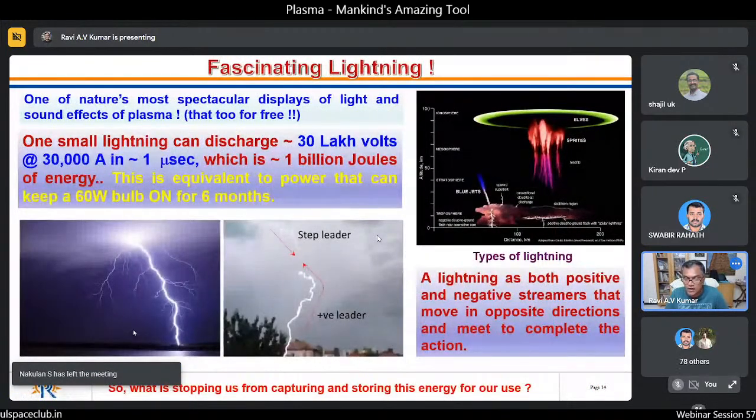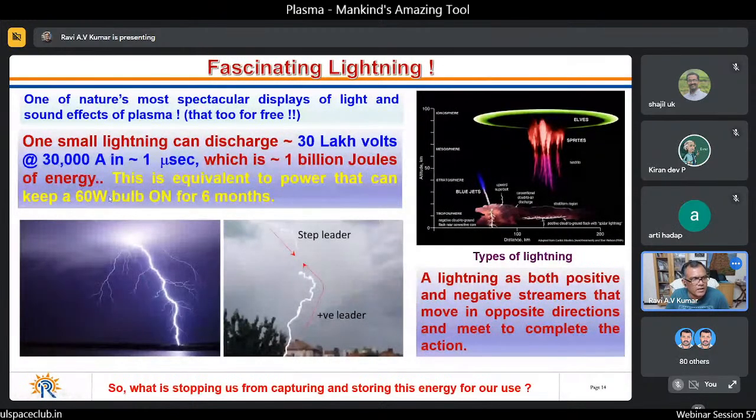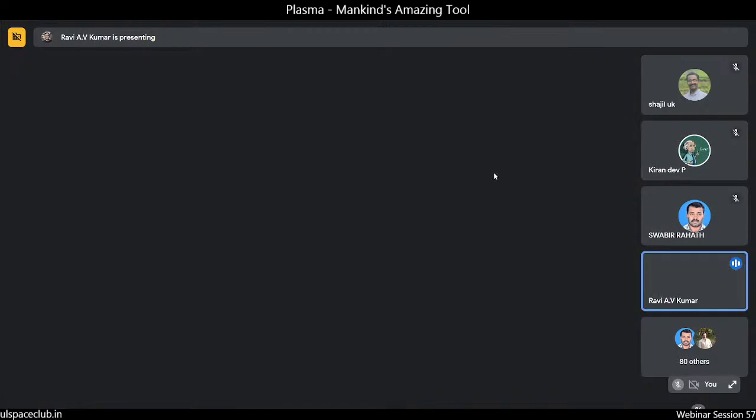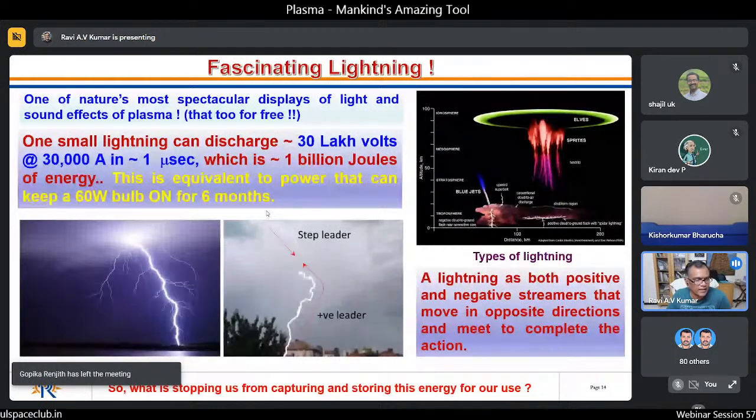Lightning is another classic example of plasma that nature has. And one small lightning discharge can discharge about 30 lakh volts and about 30,000 amperes in 1 microsecond. And this is equivalent to power that can keep a 60-watt bulb on for 6 months. So there's a tremendous amount of energy in every lightning. Unfortunately, technology has not yet evolved to tap electricity from lightning. But eventually, mankind will find methods to extract energy from lightning.